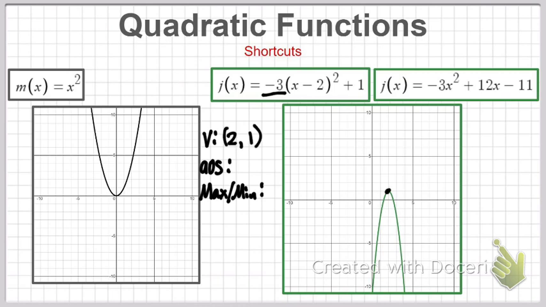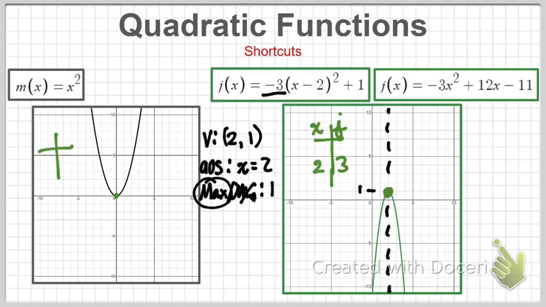Again, the vertex is 2, 1. Again, the axis of symmetry is still x equals 2. And this time, it's not a minimum, it's a maximum. And you can see that because now we're going downwards. We're opening downwards, we're not opening upwards anymore. We now have a max instead of a min.